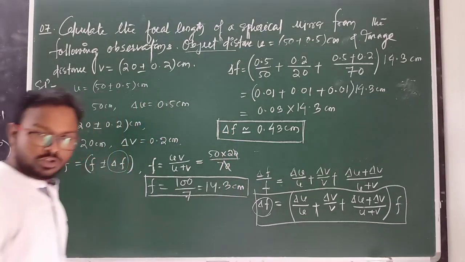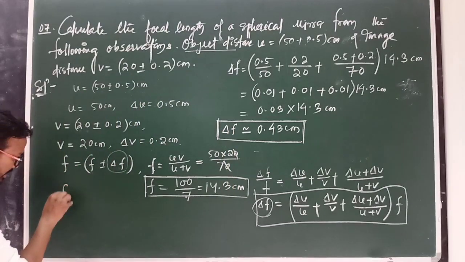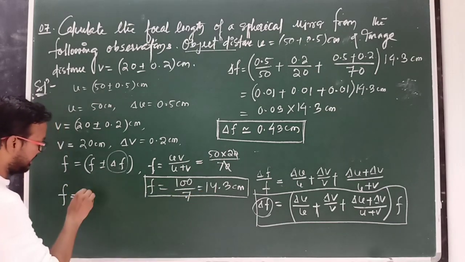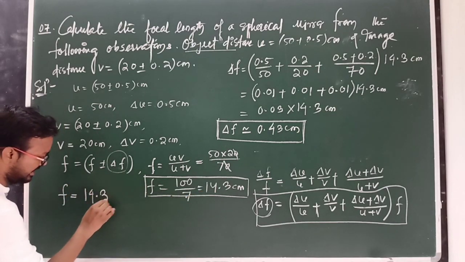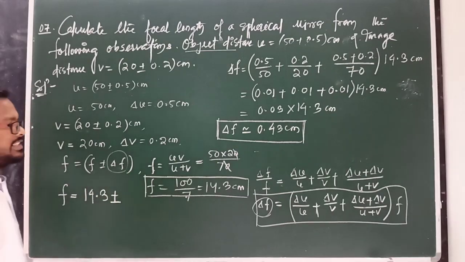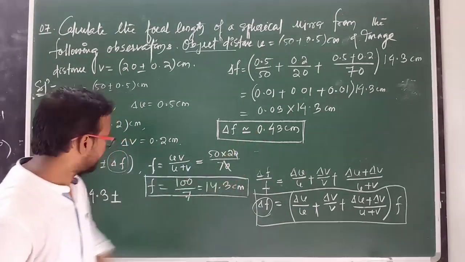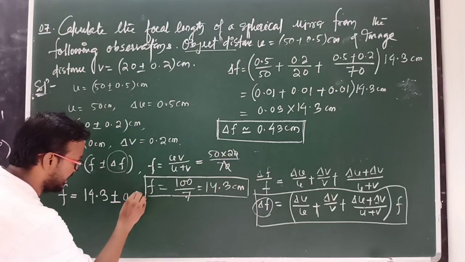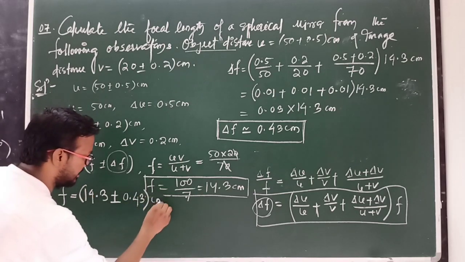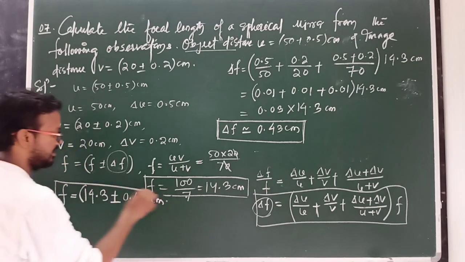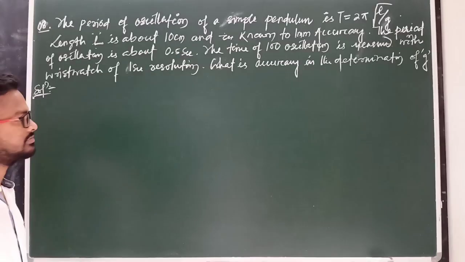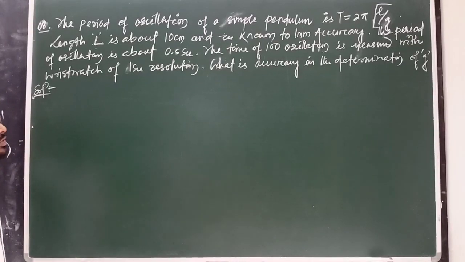Clear? So the final result can be written right here. f equal to the true value, and given the true value is 14.3, that is 14.3 plus minus delta f, where delta f means the possible error here, 0.43, in centimeter. Clear? This is the final answer for the calculation of the focal length of a spherical mirror. Clear? Now let us start another question.